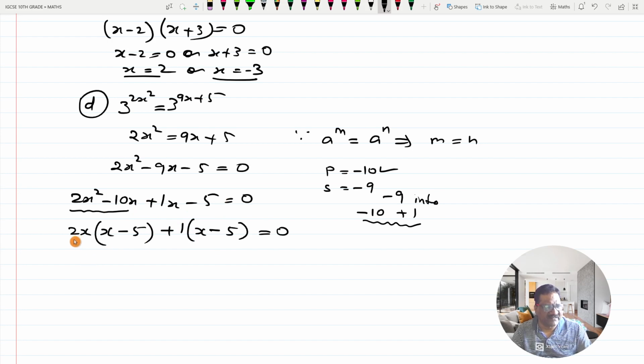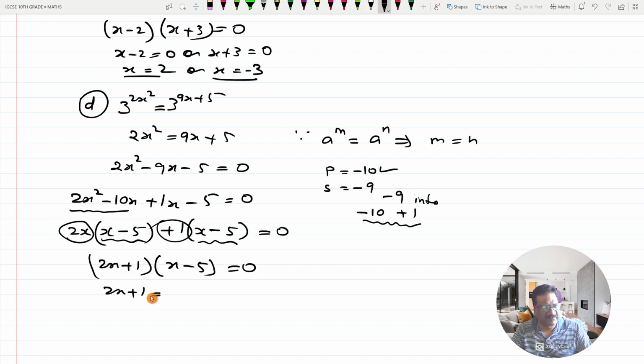Now this can be written as 2x plus 1 in one bracket, and in the second bracket the repeated bracket you have to write, that is x minus 5. This is equal to 0. Now this in turn will give me 2x plus 1 equal to 0, or x minus 5 equal to 0. So 2x equal to minus 1, or x equal to minus 1 by 2, or x equal to 5. So these are my answers for x, minus half or 5.